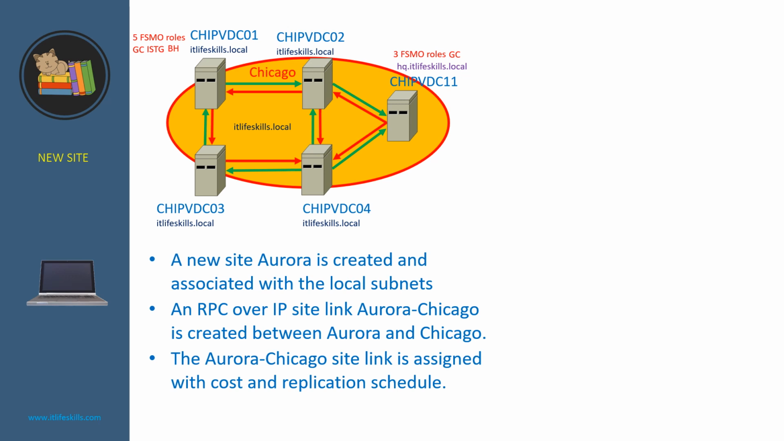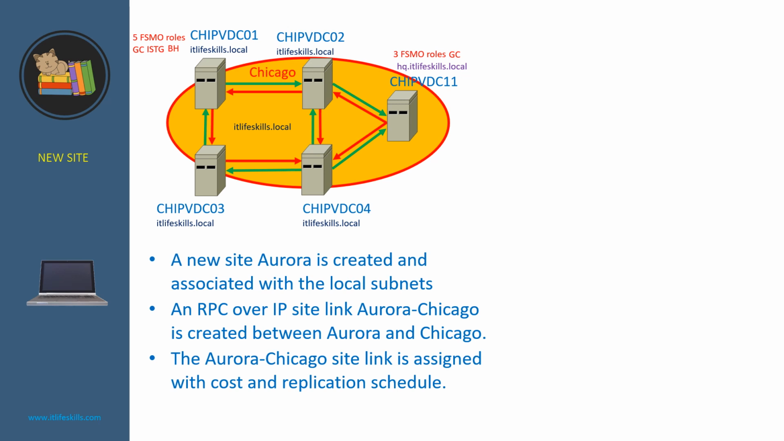As you can see, this is our existing AD forest. The forest has two domains. The root domain is it-skills.local, which has four domain controllers from CPVDC01 to CPVDC04. The child domain is hq.it-skills.local, and it has one domain controller, CPVDC11. The entire AD forest exists in one site named Chicago.